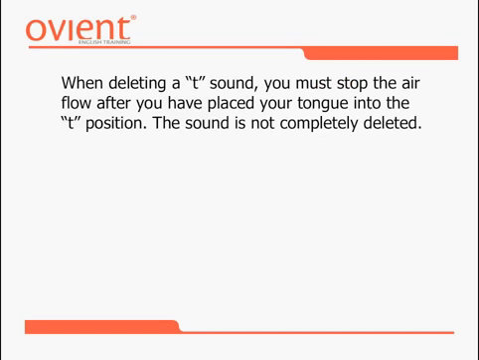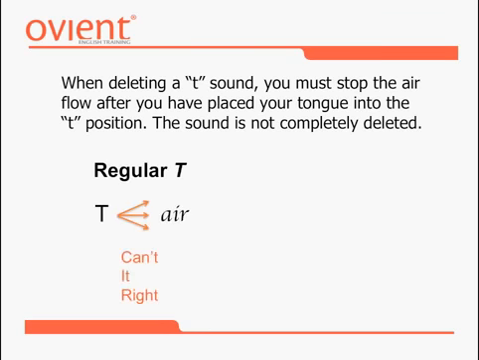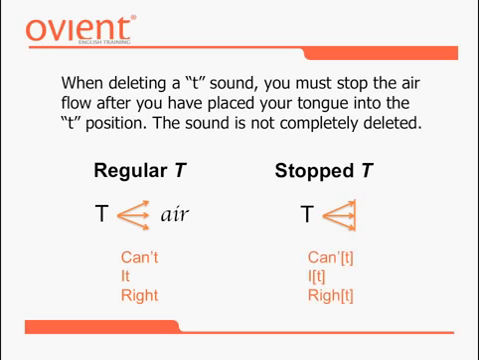When deleting a T sound, you must stop the airflow after you have placed your tongue into the T position. The sound is not completely deleted. A regular T has a puff of air. Can't, it, right. The stopped T doesn't have the puff of air, but you have to put your tongue into the position of the T sound in order to make it correctly. For example, can't, it, right.